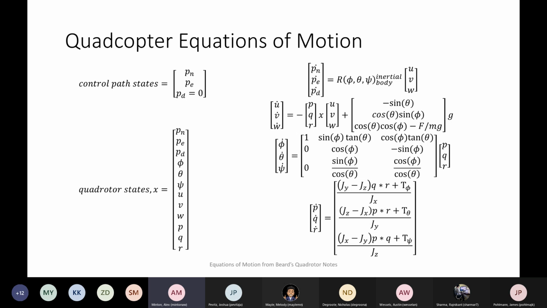These are the equations of motion. A lot of other teams have hit on these, but this is basically from class. As you can see, we used the body frame of motion and then PQR also. But we won't get into that very much. Note though, in the control path states, we have PN and PE, but PD will be set to 0. That is just for the sake of simplification of pathing. We're going to assume that the vertical direction is planar.